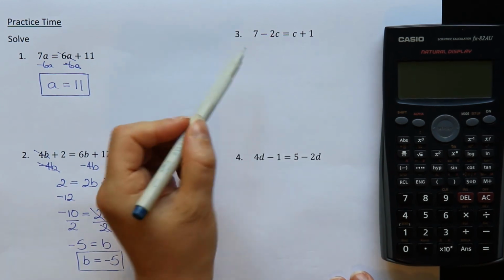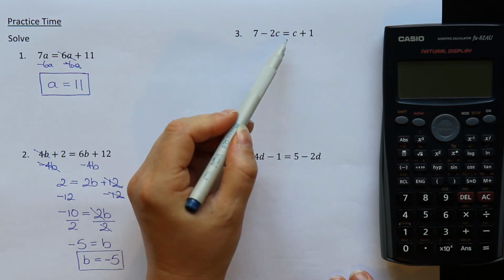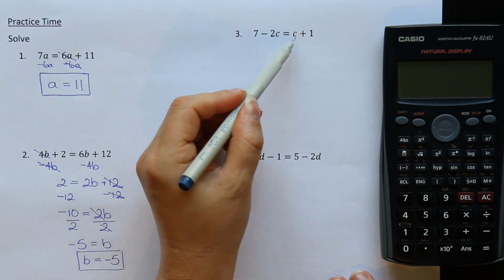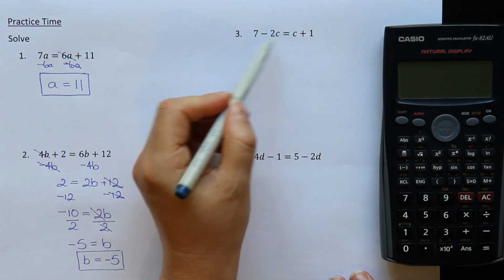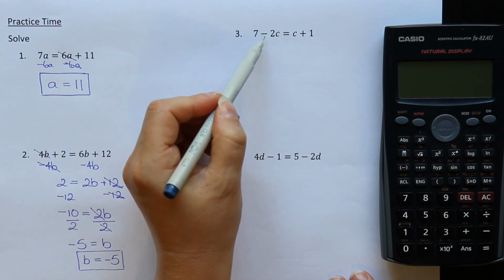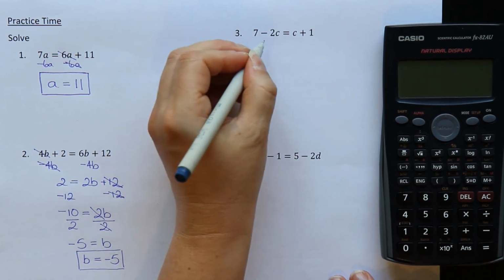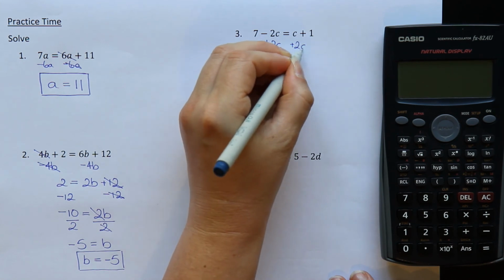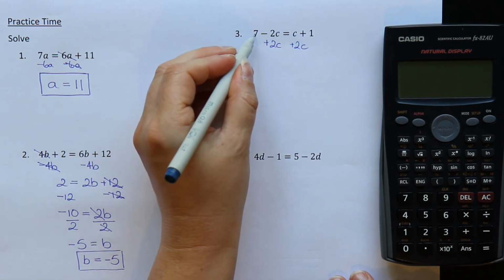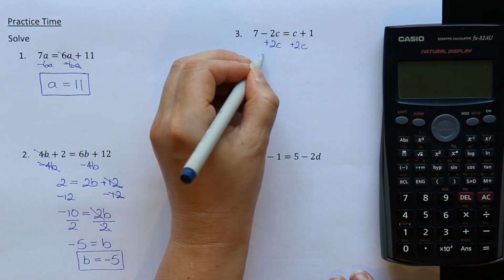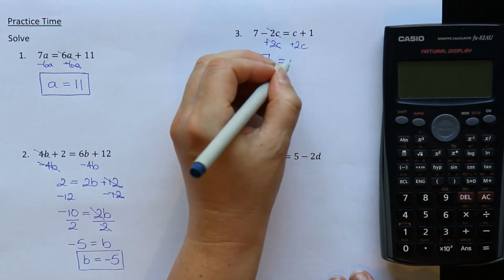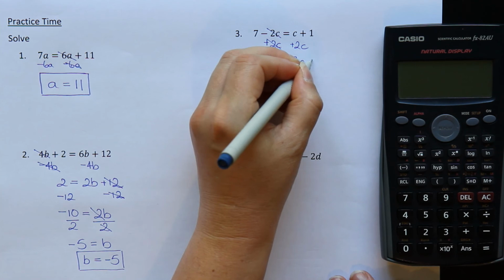Question 3. 7 minus 2c is equal to c plus 1. So looking at the pronumerals, I have minus 2c and c, or 1c. Which one is smaller? Negative 2 is smaller than a positive 1. So this is the term I want to move. To move it, I need to do the opposite. I need to add it. Add 2c. On this side, I have the 7. These have cancelled off. C plus 2c is 3c plus 1.